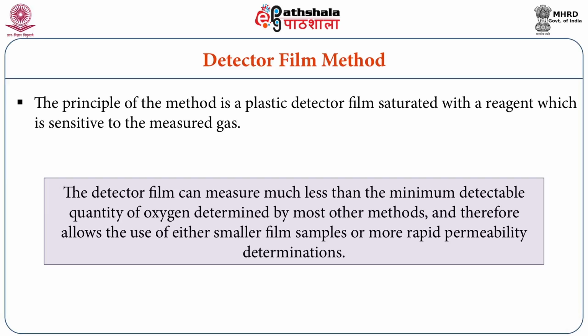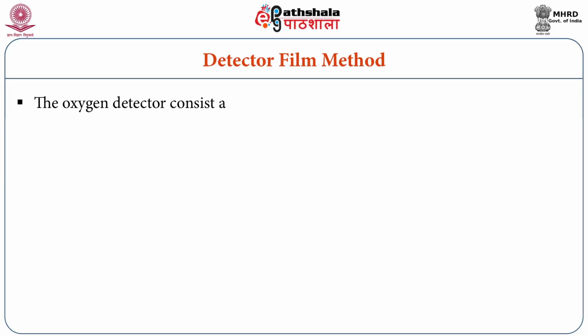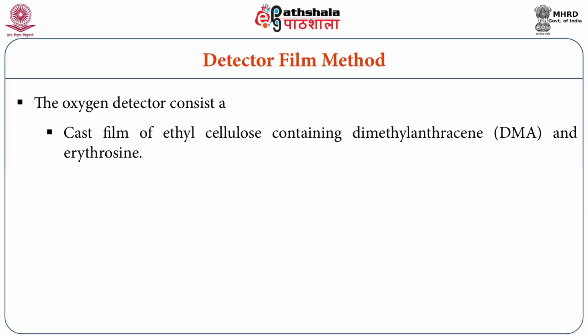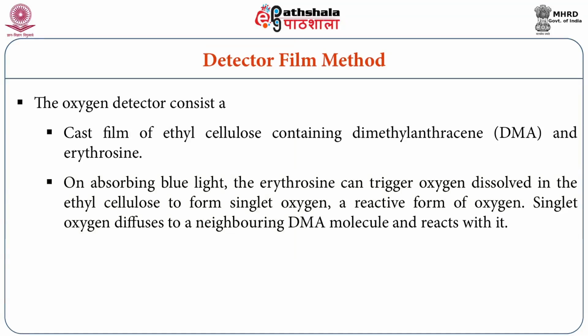The detector film can measure much less than the minimum detectable quantity of oxygen determined by most other methods, and therefore allows the use of either smaller film samples or more rapid permeability determinations. The oxygen detector consists of a cast film of ethyl cellulose containing dimethylanthracene, DMA, and erythrosine. On absorbing blue light, the erythrosine can trigger oxygen dissolved in the ethyl cellulose to form singlet oxygen, a reactive form of oxygen.